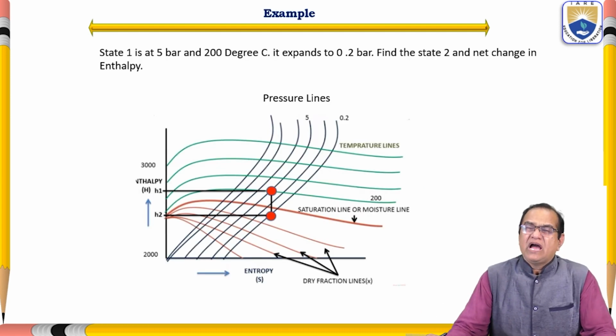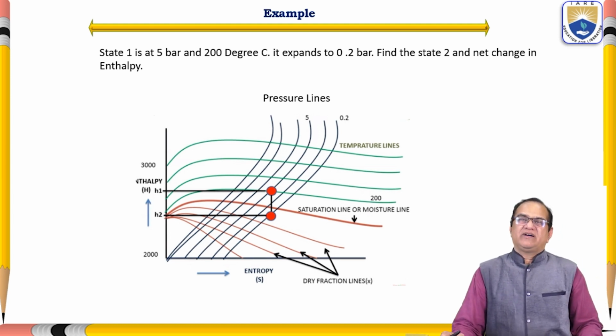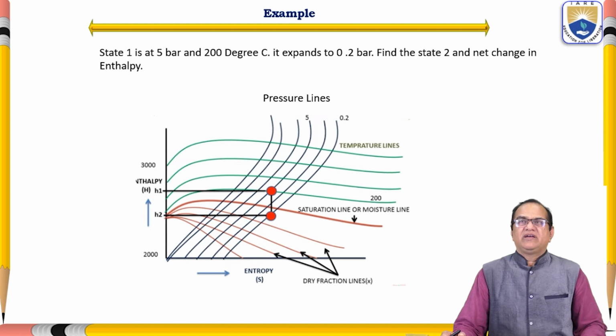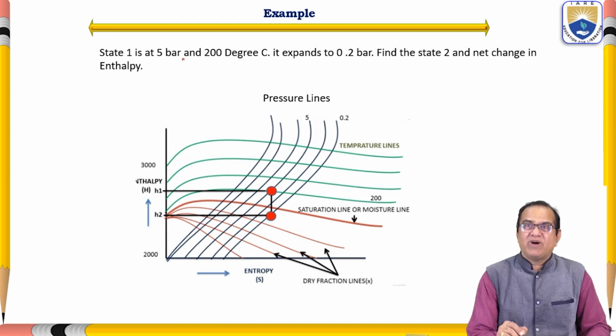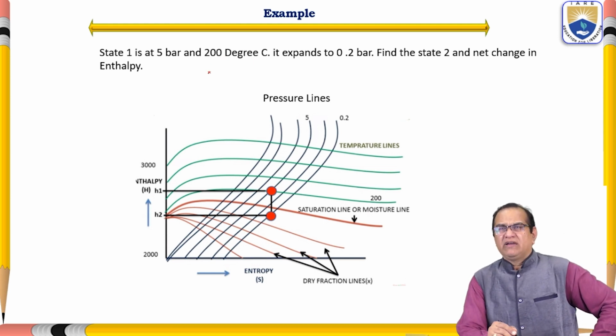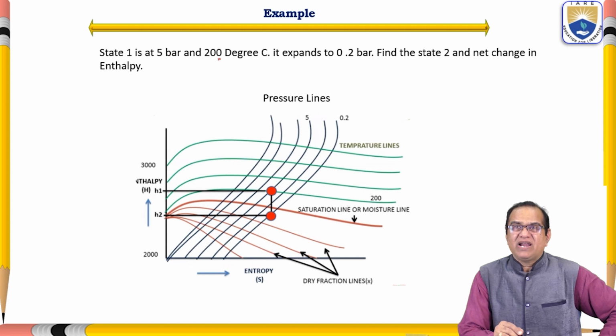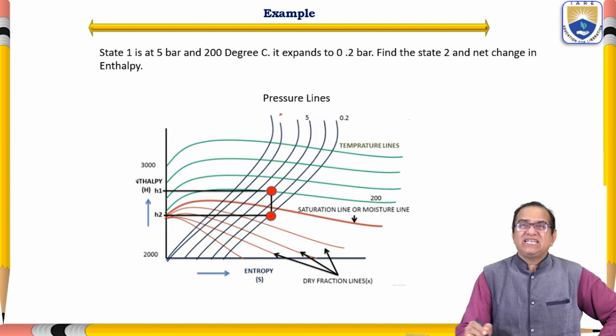So here I want to show one example of how to represent your values on the Mollier chart. State 1 is given at 5 bar and 200 degrees centigrade. It expands to 0.2 bar. Find the state 2 and net change in enthalpy.